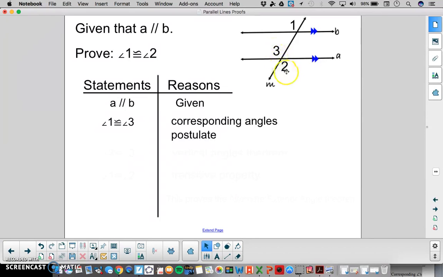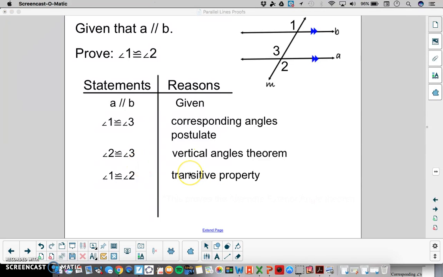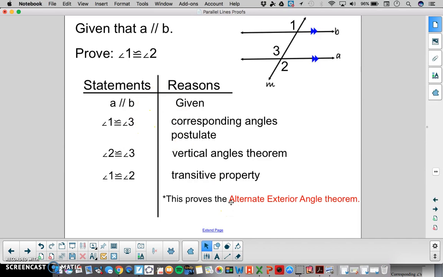We also know from our picture something about angle 3 and angle 2. Angles 3 and 2 are vertical angles, and we know vertical angles are congruent. So our next statement in our proof could be that angle 2 is congruent to angle 3. Notice here we have angle 1 congruent to angle 3 and 2 congruent to angle 3. So now I can state that angle 1 is congruent to angle 2 by the transitive property. Notice from the picture that 1 and 2 are actually alternate exterior angles. And so with this proof, what we've done is we've proven the alternate exterior angle theorem.